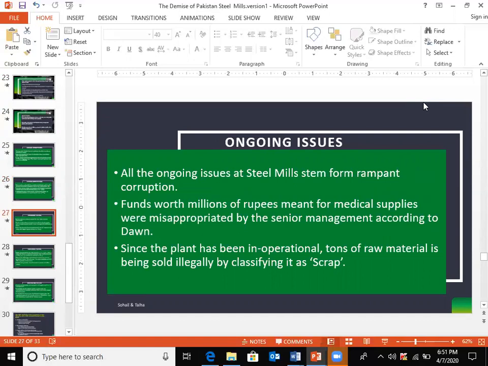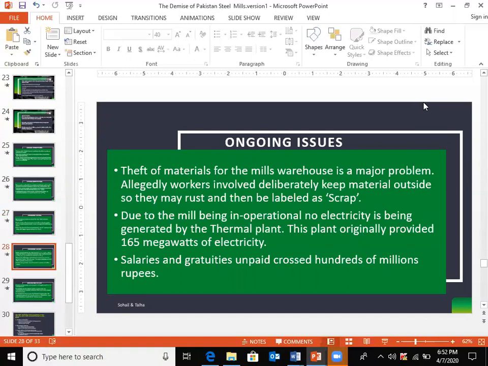And so right now it's a very sad situation. The raw material is still standing outside the steel mill. There's a lot of raw material piled up, and it's being sold at ridiculously low, just scrap prices. A lot of people are just coming and picking it up, taking it and selling it. And so there's a lot of theft happening right now. That's the current situation.